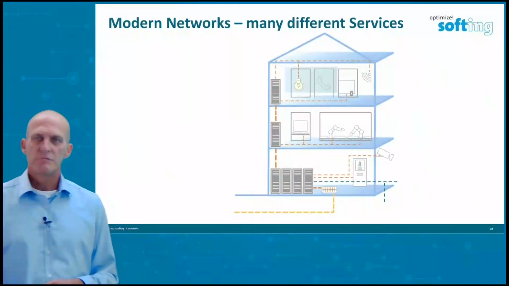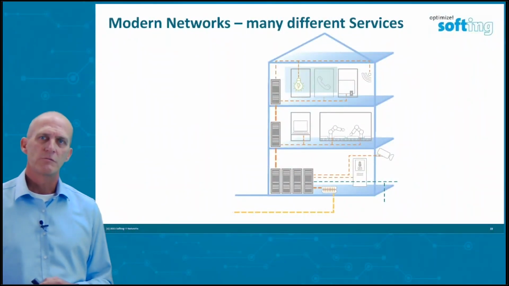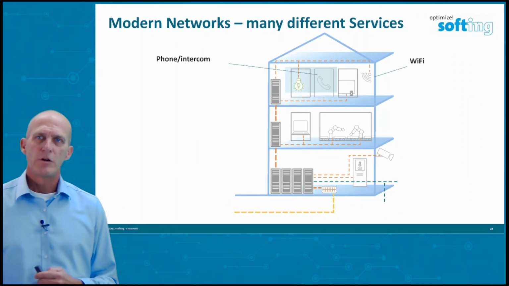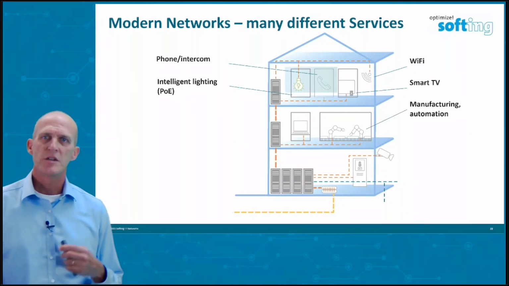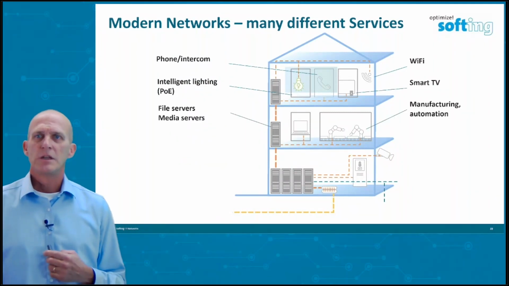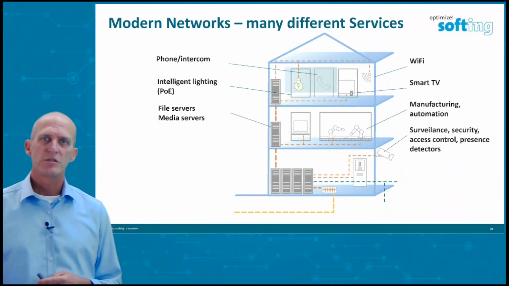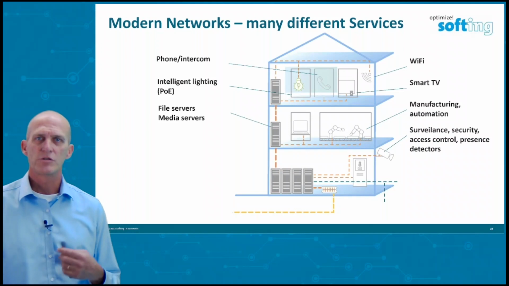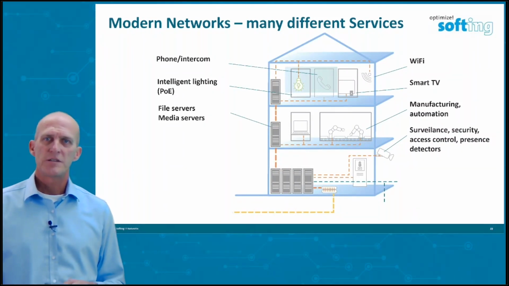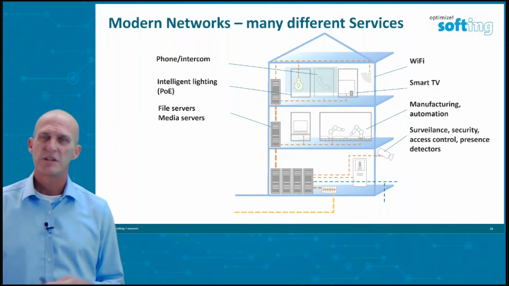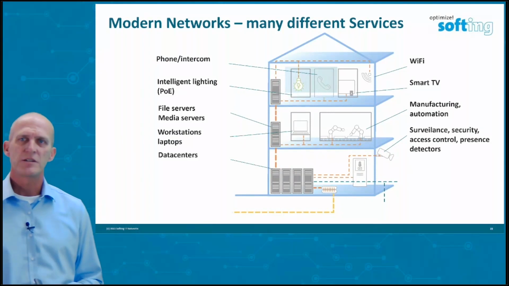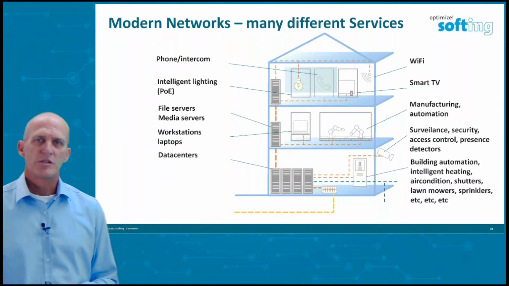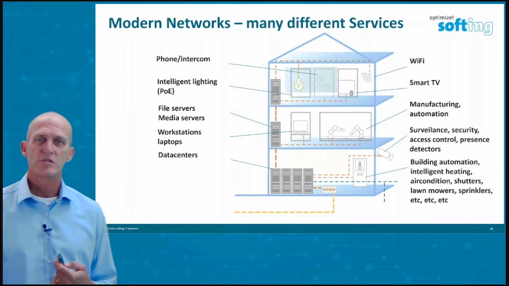So modern networks, many different services. When we talk about what's going on in a network, we have phone, we have Wi-Fi, we have intelligent lighting with PoE, smart TVs, manufacturing automation, file servers, media servers, surveillance, security, access control, pressure detection, presence detection, workstations, laptops, data centers. Building automation is a big thing: intelligent heating, air conditioning, shutters, lawn mowers, sprinklers, etc.